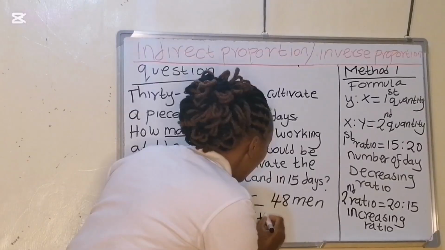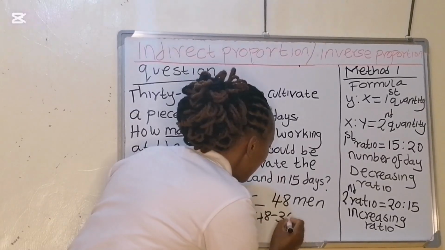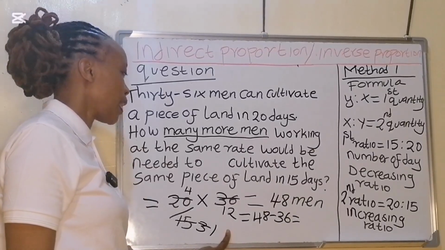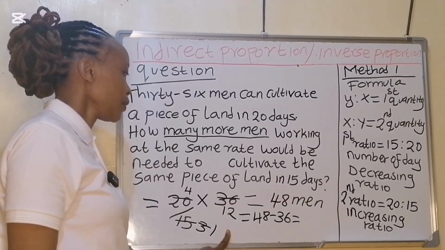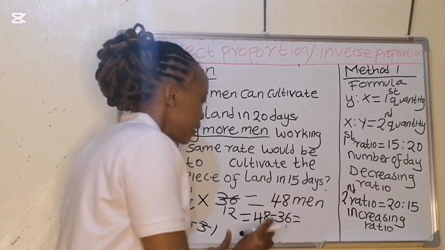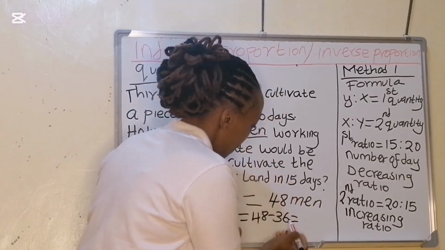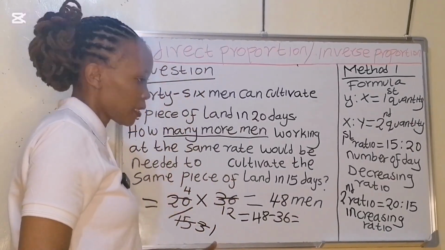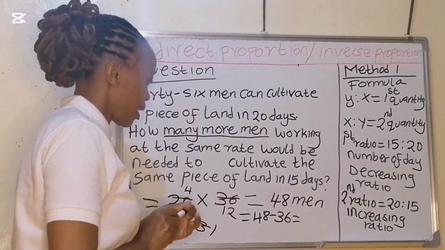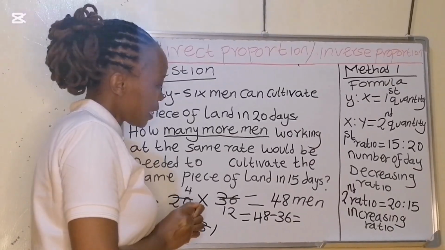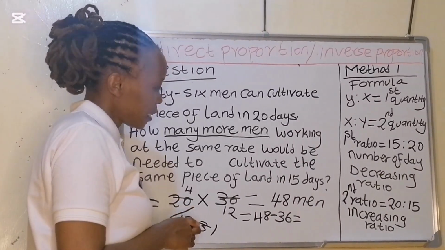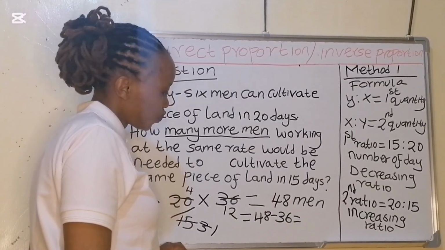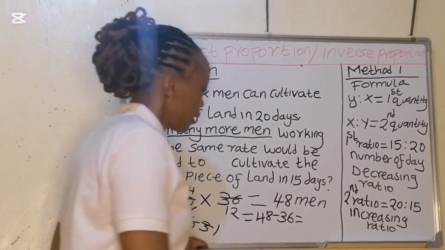It is 48 minus 36. We get what? 48 minus 36. We get used to the calculator until we are not confused. Can you just write there, what's 48 minus 36? Please let me know. It is what? It is 12.